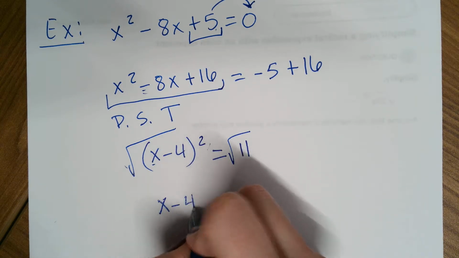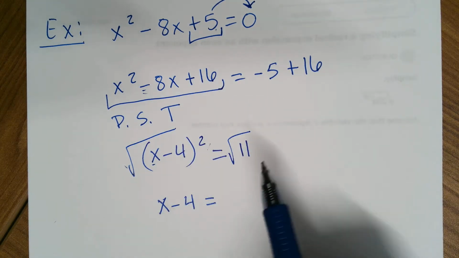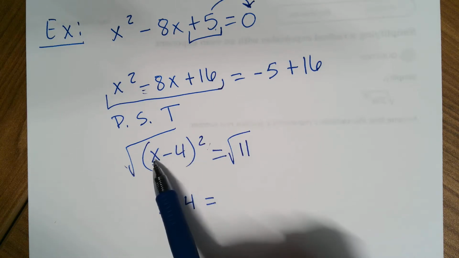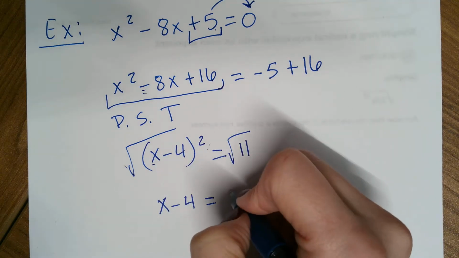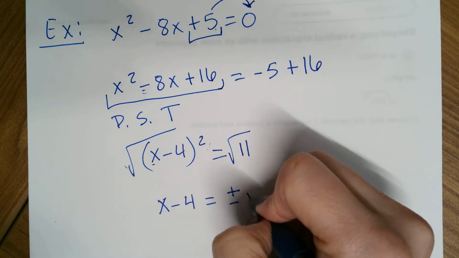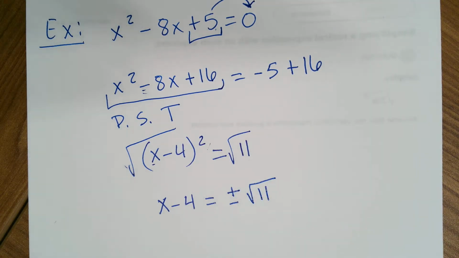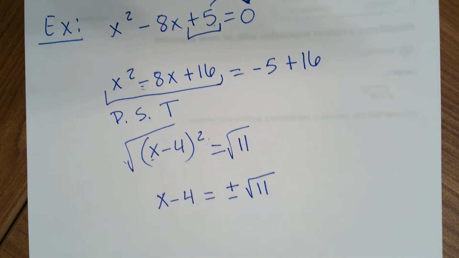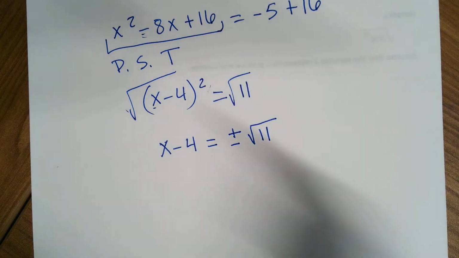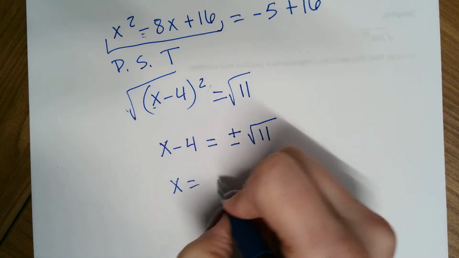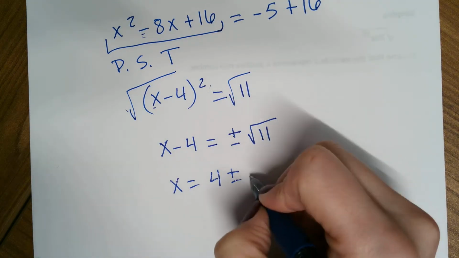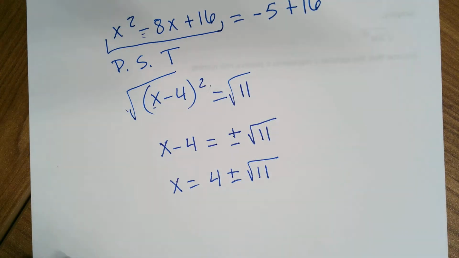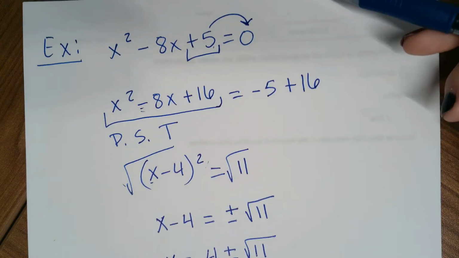I get x minus 4 equals, whenever we take the square root with a variable, we have to account for the original being a positive or a negative. So we have plus or minus the square root of 11. Now I want to get x all by itself, so I'll just add 4 to both sides. I get x equals 4 plus or minus the square root of 11. It's not pretty, but that is the solution to this quadratic.